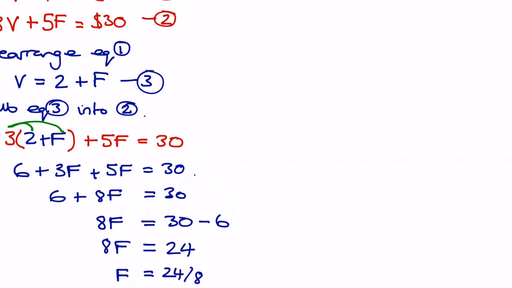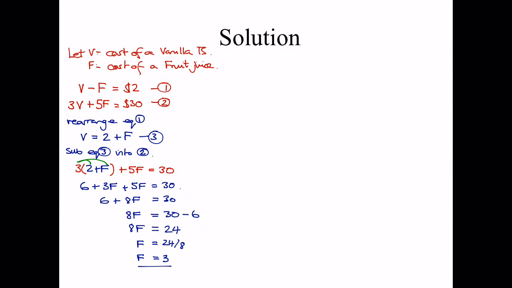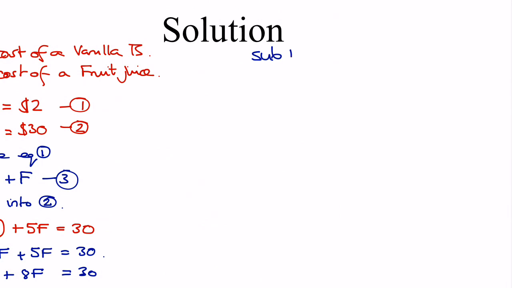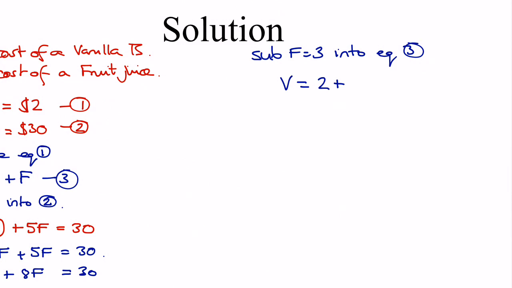All right. Now, let's make this a little bit smaller. Okay, so what I want to do with that bit of information is substitute my f value of 3 back into equation 3. Okay, and that will allow me to work out a value for what v is equal to. So, again, we'll write what we're doing, sub f equals 3 into equation 3. Okay, and equation 3 was v is equal to 2 plus f. V is equal to 2 plus, the f value here is 3. Okay, and that's going to give me 2 plus 3, which is 5.